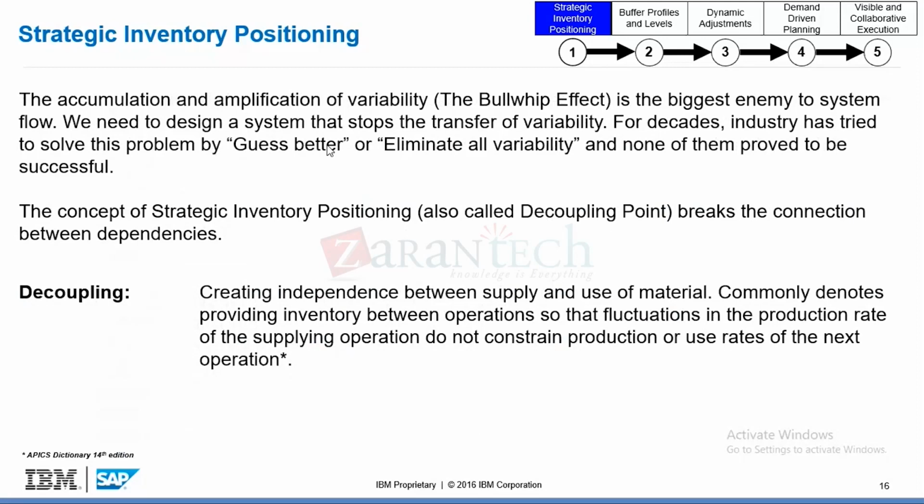Basically, the concept of strategic inventory positioning is called a decoupling point that breaks the connection between dependencies, creating independence between supply and use of material. It commonly denotes providing inventory between operations so that fluctuations of the production rate of the supply operation do not constrain production or use rates of the next operation. So it does not hamper or delay production when we have a strategic decoupling.